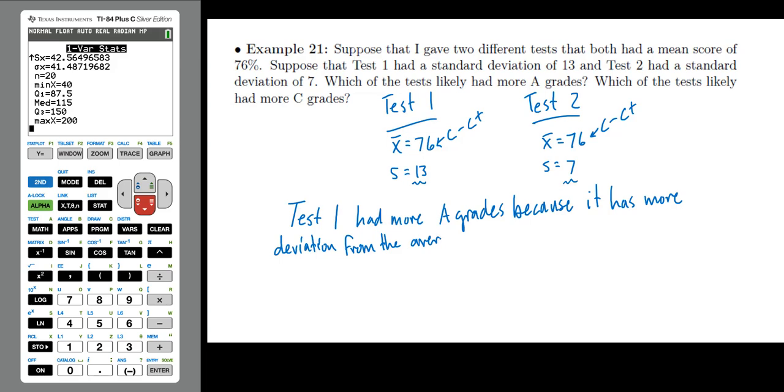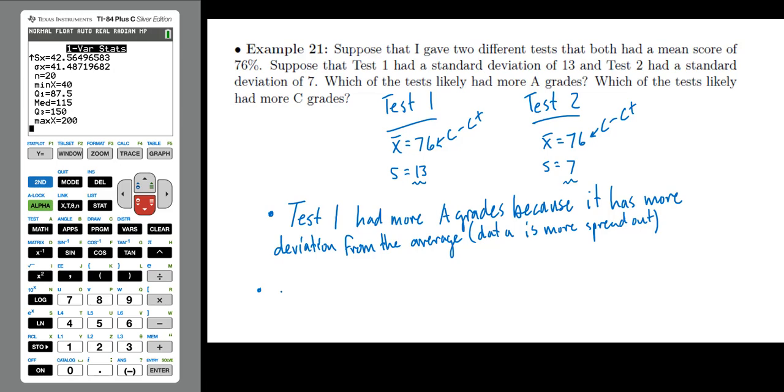Or another way of saying it is that the data is more spread out. So more spread means you're going to have more on the extremes, and an A grade is more extreme because it's up in the 90% range. And then which of the tests likely had more C grades?